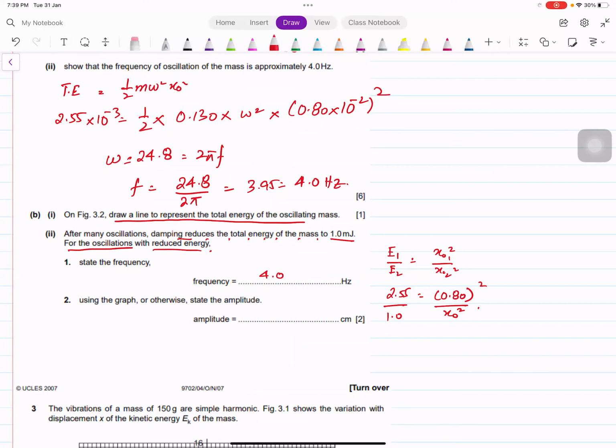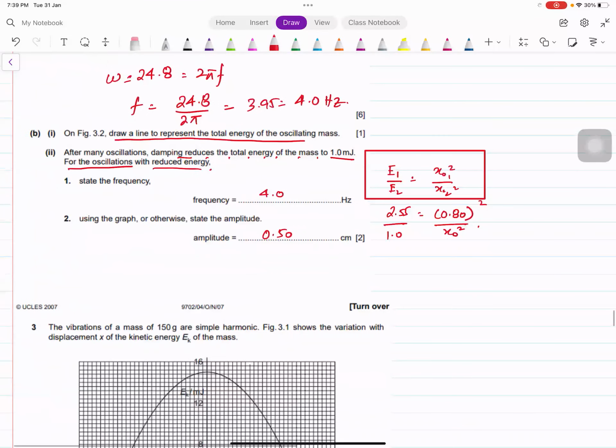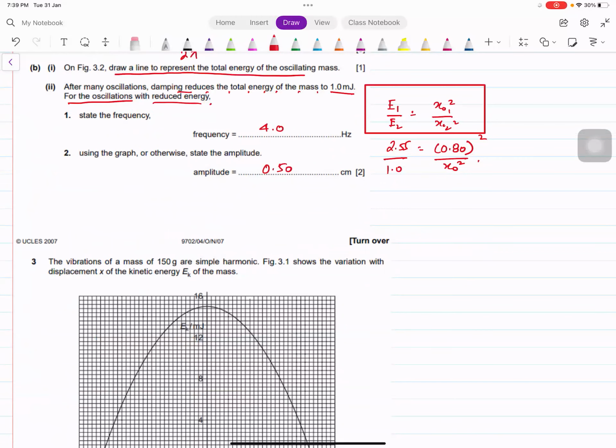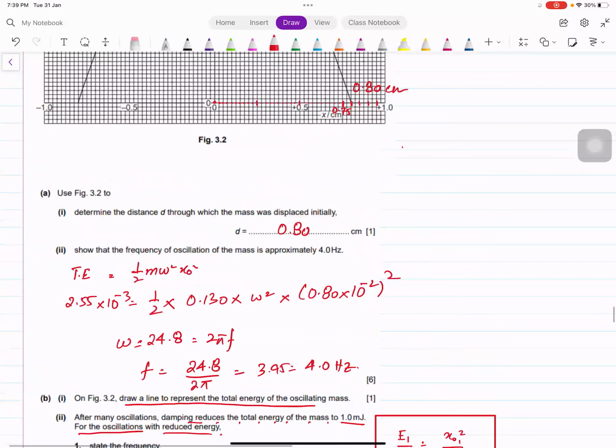Zero 0.50. 0.50. Do you guys understand this? How easy it is? Will you guys be able to remember this? Let's learn this formula, please. You will be happy. All right. Now, how many marks free? 1, 2, 3, 9, 10 free marks.